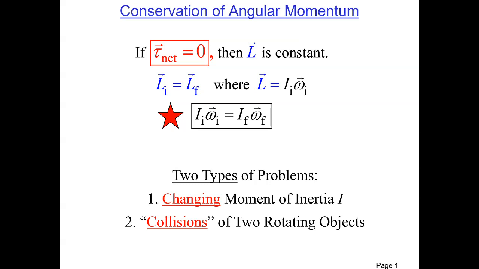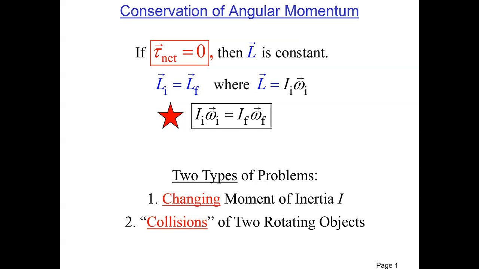The same thing happens with torque. If we have a spinning system and no external torque is applied to our system, then the angular momentum is the same before and after any complicated process occurs. As long as there's no torque, there's no change in the angular momentum. So the angular momentum is the angular velocity, omega, times the moment of inertia, I. That means that there are two types of conservation of angular momentum problems that we can envision.